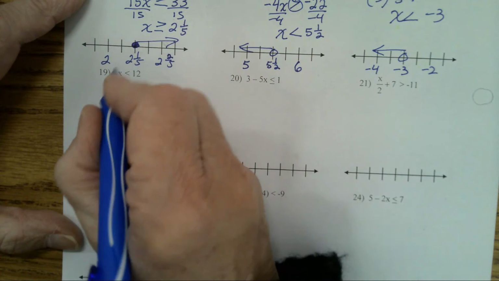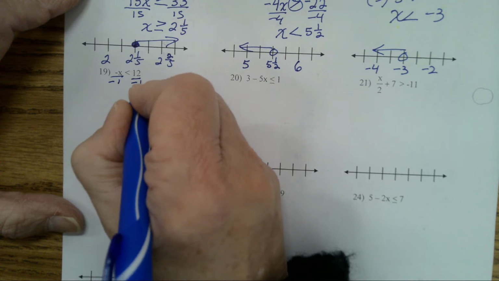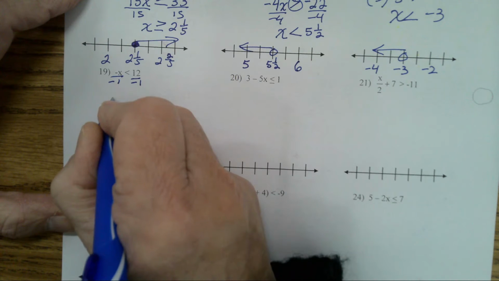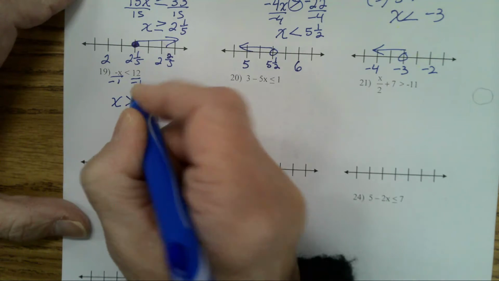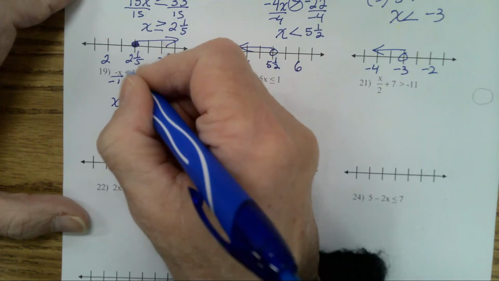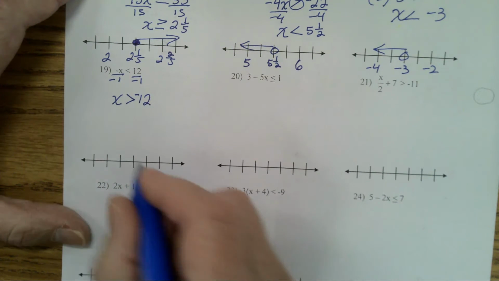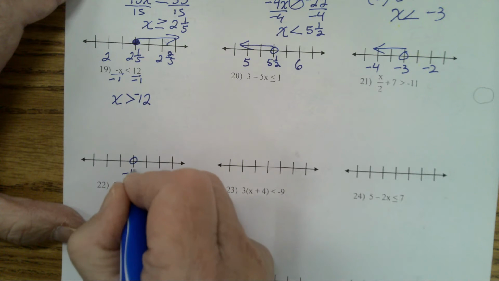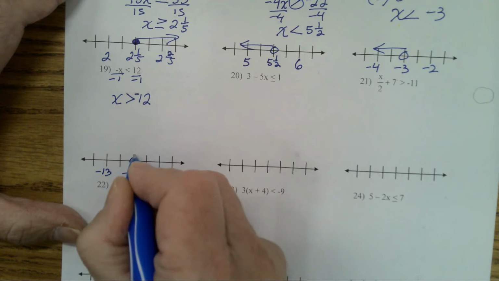You can multiply or divide by negative 1. Divide by negative 1. Now we have x is greater than negative 12. Negative divided by negative is positive. Flip the inequality. 12 divided by negative 1 is negative 12. So open circle on negative 12 going to the right.